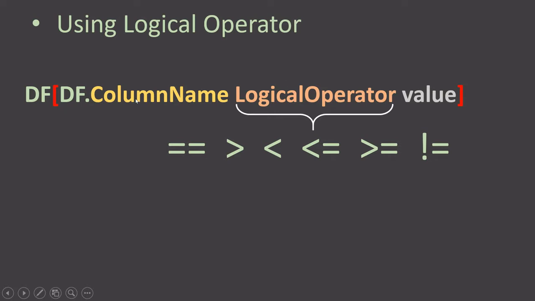So this was the syntax. Now let's jump to the Python IDE and try to understand it practically. What does this df mean? What is the column name? What is the logical operator, etc.? I'm going to take you to the Python IDE and explain these things practically.